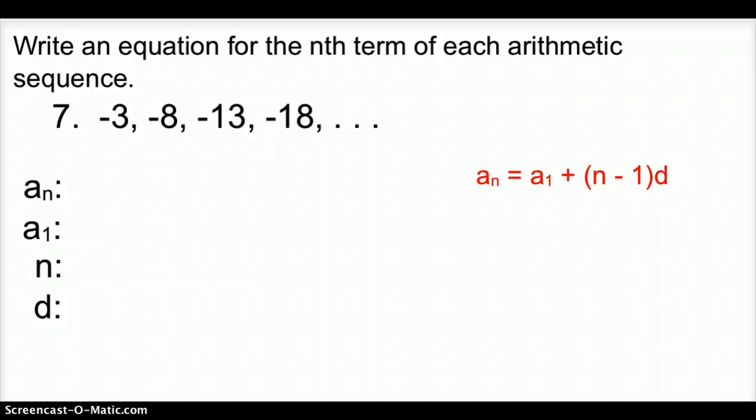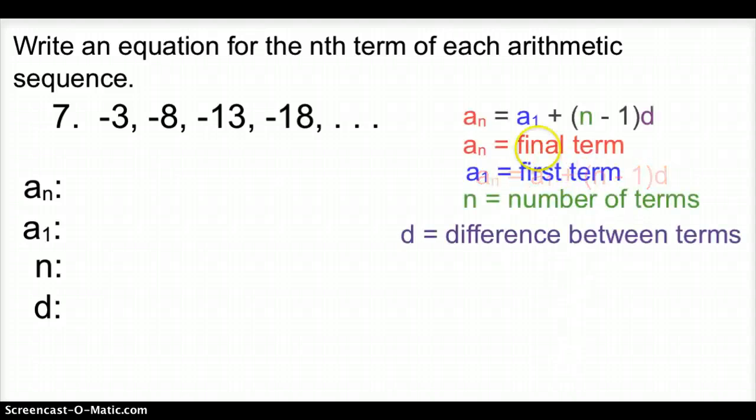Now we are asked to write an equation for the nth term of the arithmetic sequence. Well, the formula for an arithmetic sequence looks something like this. What do these things stand for? A sub n is the final term of your sequence. A sub 1 is the first term of the sequence. N is the number of terms, and d is the difference between the terms. So here is our sequence. Do we know what a sub n is? No, we don't. That's alright for our nth term. How about a sub 1? What is our first term? Our first term is whatever it starts with, so that's negative 3.